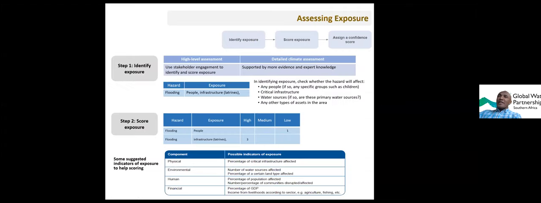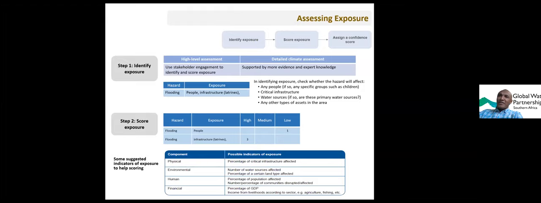Then the next one is assessing exposure. Once you identify the hazard, you can identify what this hazard will be impacting. So again, high-level assessment and detail-level assessment. For example, if the hazard is flooding, you can identify the different exposures. People could be exposed to the flooding hazard, or infrastructure can be exposed to the flooding hazard, or environmental aspects. You identify those exposures, and then you do scoring.